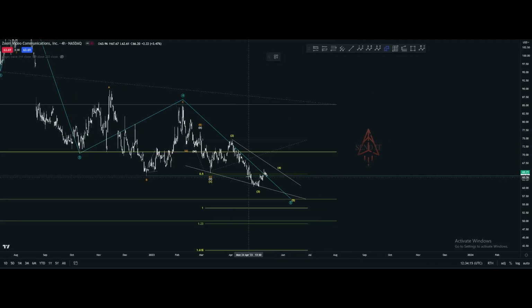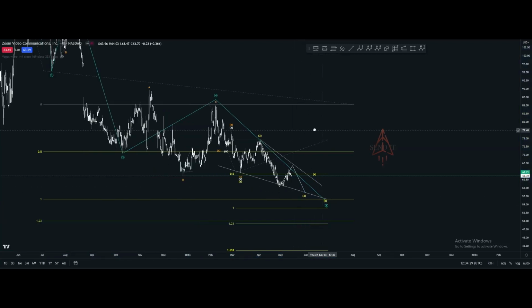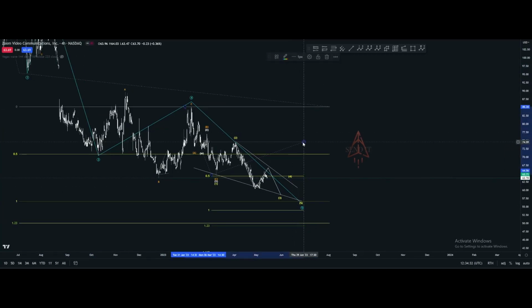So this thing looks overlappish, so it might as well be something like this, to have our 3rd wave, and then the 4, and then the 5th incoming. The levels to beat and to exit this apex are definitely here.